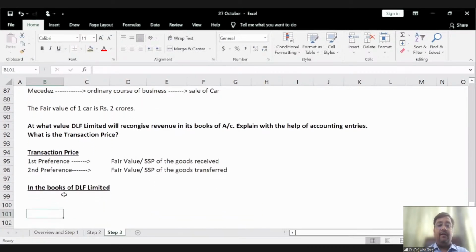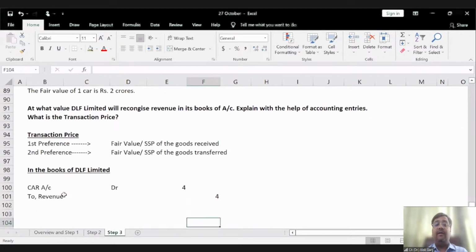The accounting entry will be car account debit by how much amount? 2 multiplied by 2 cars, 4 crores, to revenue, which is 4 crores. Are you getting me? So this is the accounting entry in the books of DLF Limited. Is it clear to all of you?